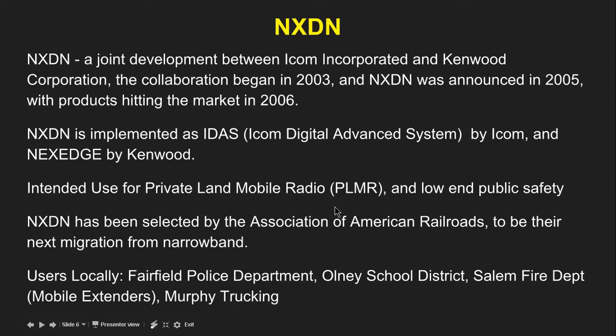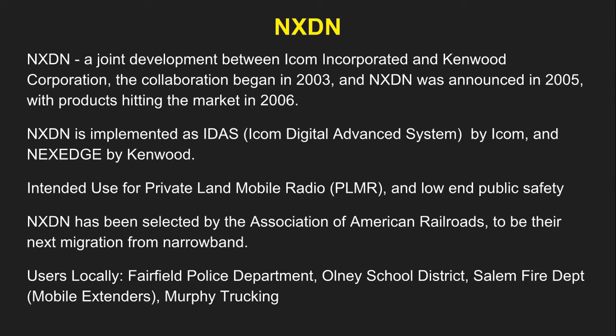All right. Next, we're going to cover NXDN. NXDN was a joint development between ICOM Incorporated and Kenwood Corporation that began in 2003, and NXDN was announced in 2005, with the first products hitting the market in 2006. NXDN is implemented as IDAS, ICOM Digital Advanced System, by ICOM, and NEXEDGE by Kenwood.